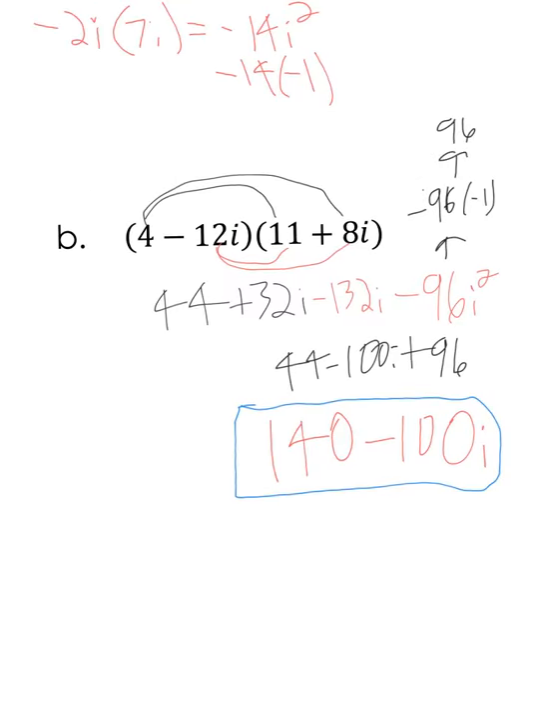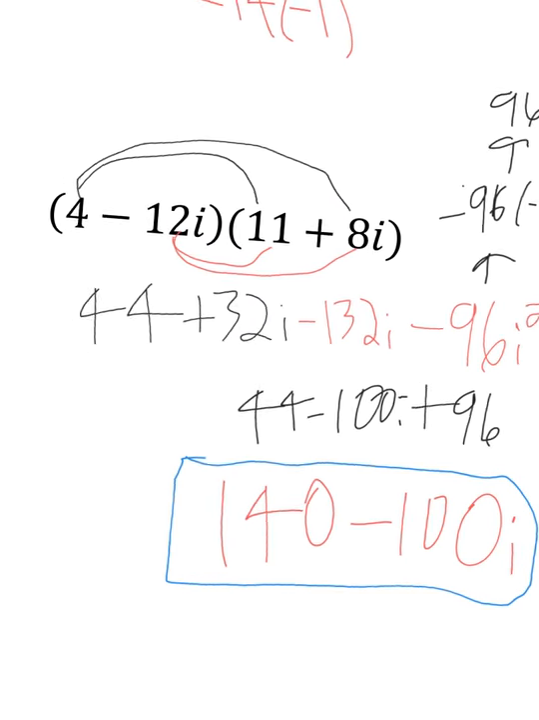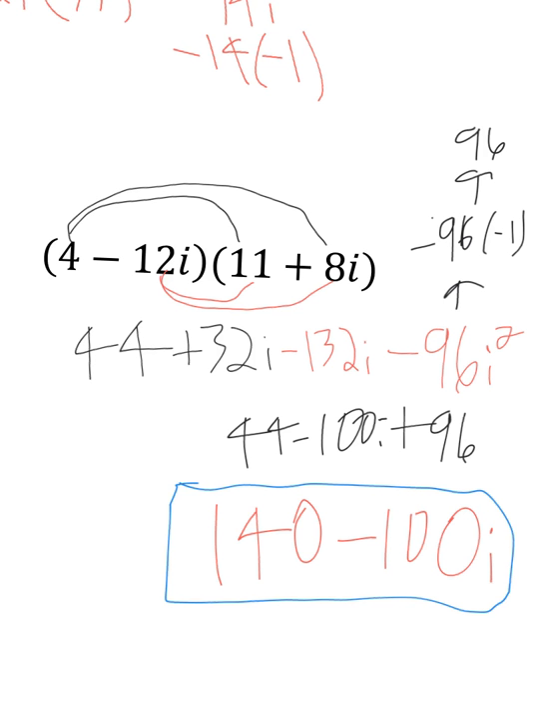The second one, I showed my work with the distribution method, or the FOIL method as it's sometimes called. So what's 4 times 11? 44. 4 times 8i, 32i. Then I did negative 12i times 11, which got me negative 132i, and negative 12i times 8i got me negative 96i squared. So negative 96i squared becomes negative 96 times negative 1, which becomes just a 96. So our plus 96 right there.